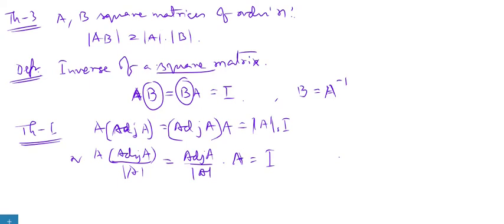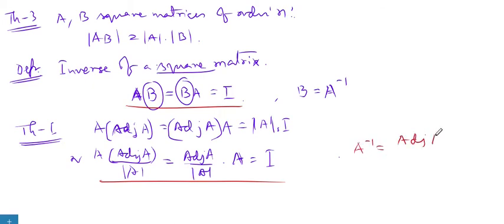Now see the similarity between this and this. Here if B is replaced by adjoint A by mod A, and here B also replaced by adjoint A by mod A, then the remaining result is same. So in this way we can say that A inverse is equal to adjoint of A by mod of A. So this is the process of finding the inverse of any matrix.